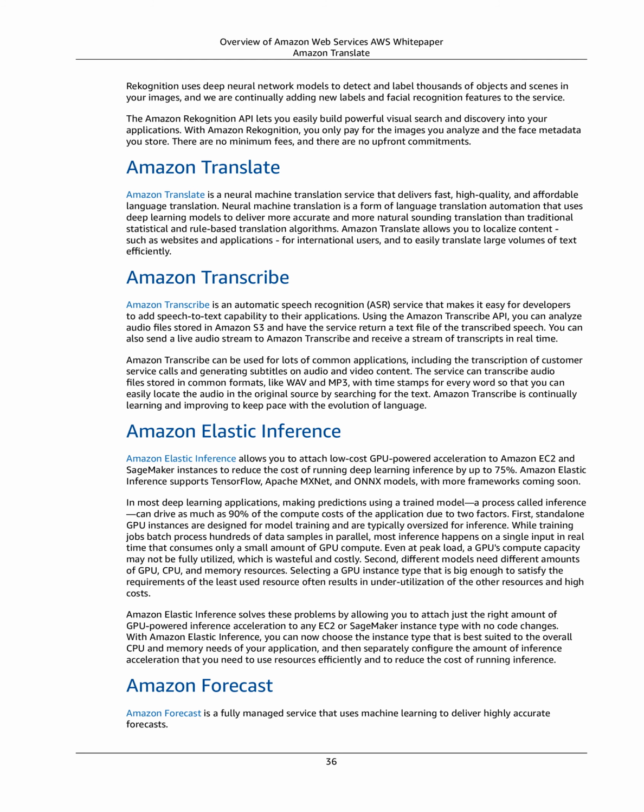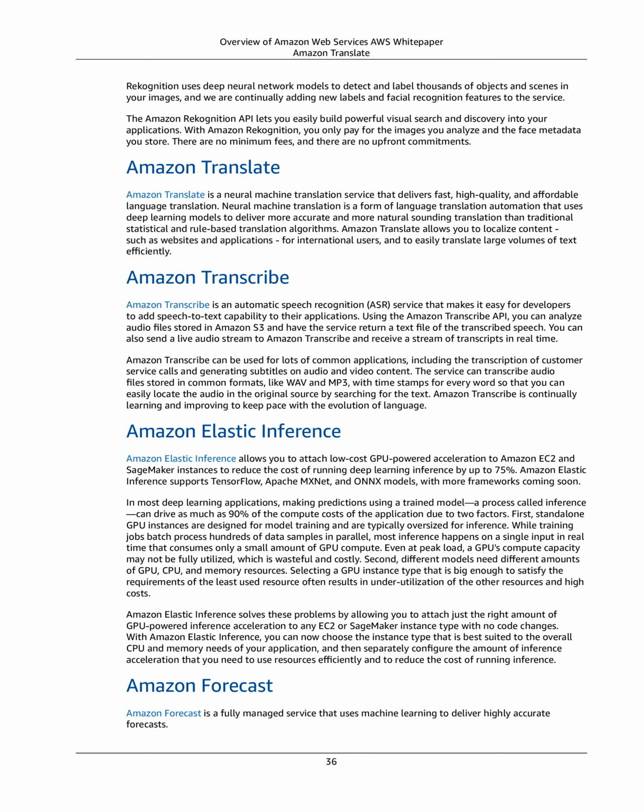Amazon Translate. Amazon Translate is a neural machine translation service that delivers fast, high-quality, and affordable language translation. Neural machine translation is a form of language translation automation that uses deep learning models to deliver more accurate and more natural-sounding translation than traditional statistical and rule-based translation algorithms. Amazon Translate allows you to localize content such as websites and applications, for international users, and to easily translate large volumes of text efficiently.